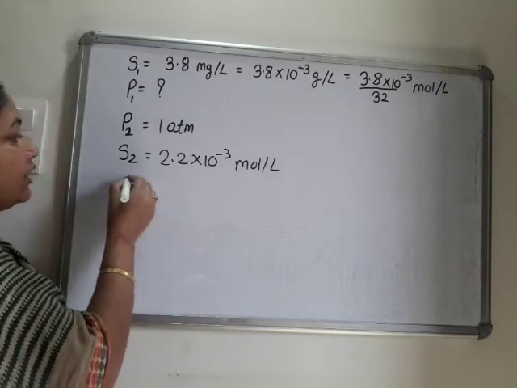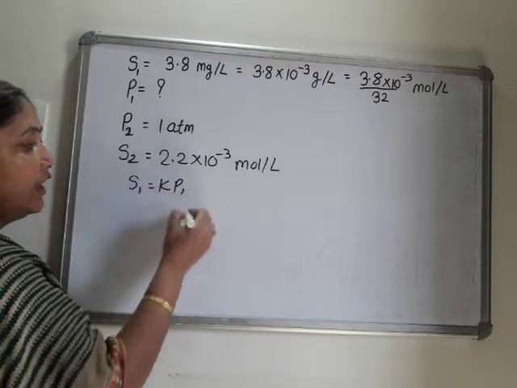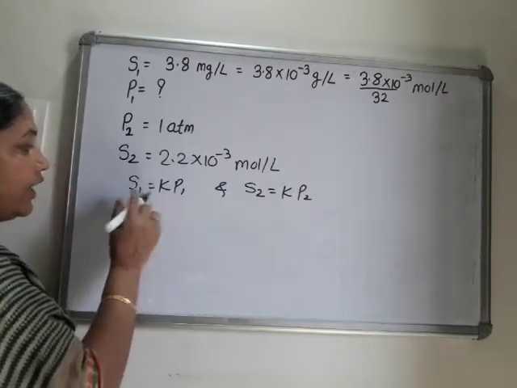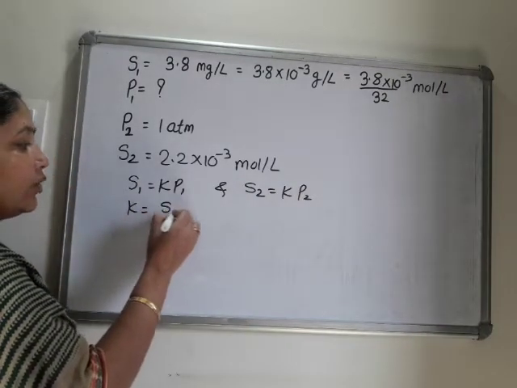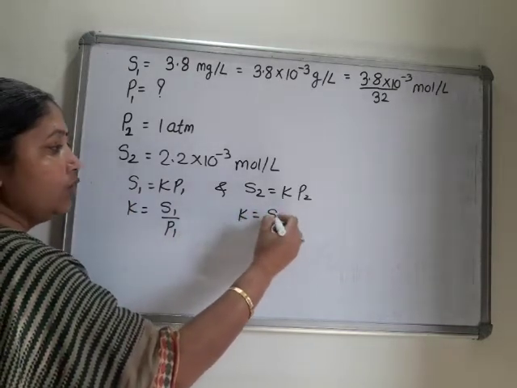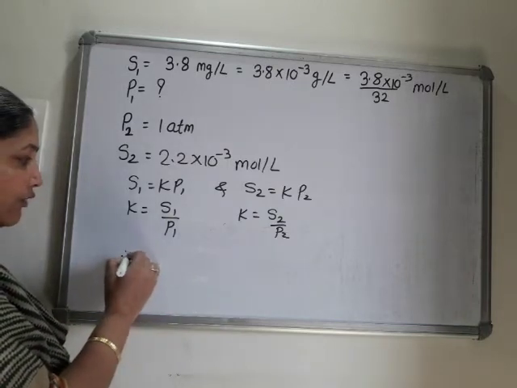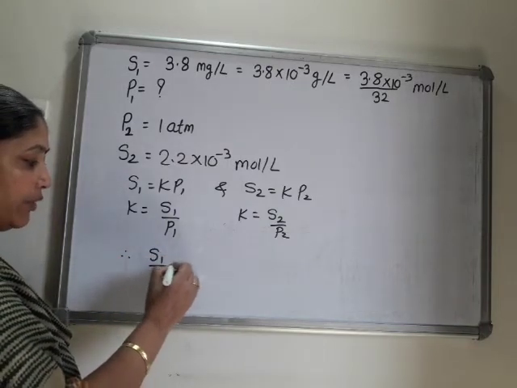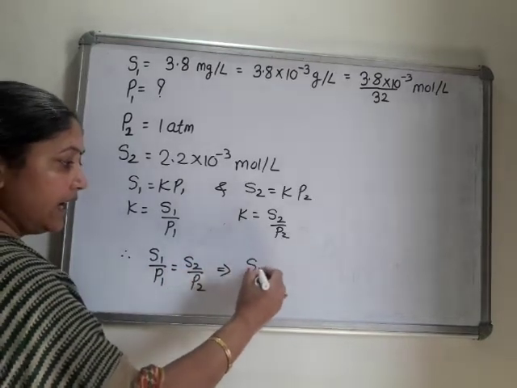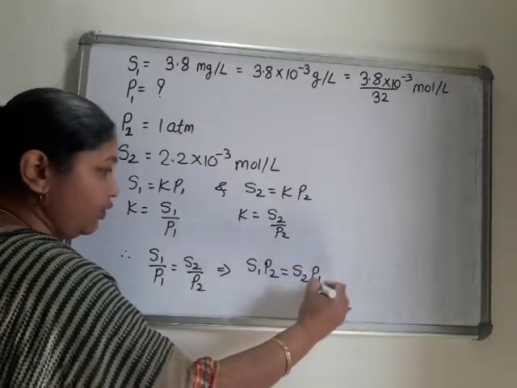So according to Henry's law, we can say S1 is equal to Kp1 and S2 is equal to Kp2. So find the value of K. K is equal to S1 upon P1, and here K is equal to S2 upon P2. We can equate these two. Therefore, we can write S1 upon P1 is equal to S2 upon P2. This indicates that S1 P2 is equal to S2 P1.